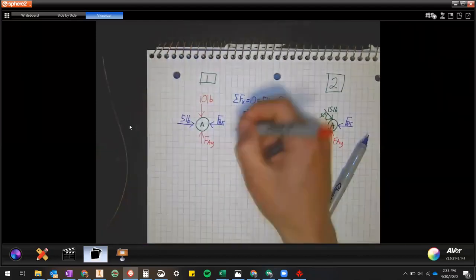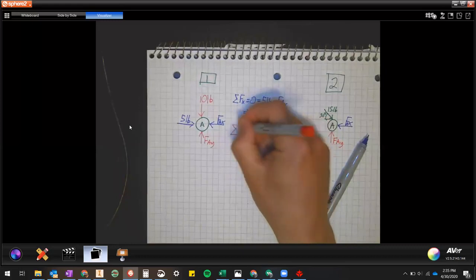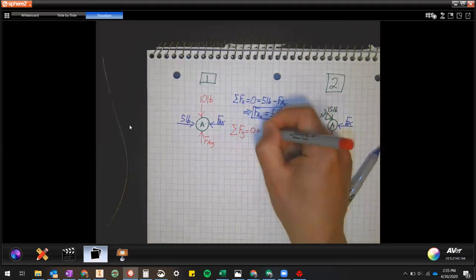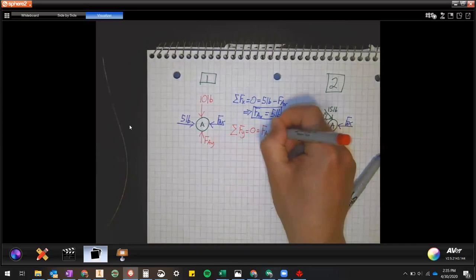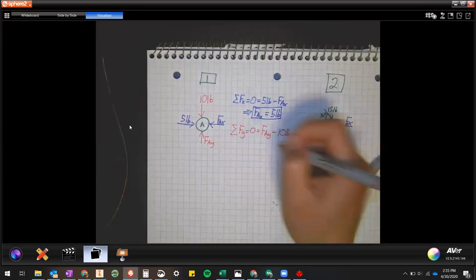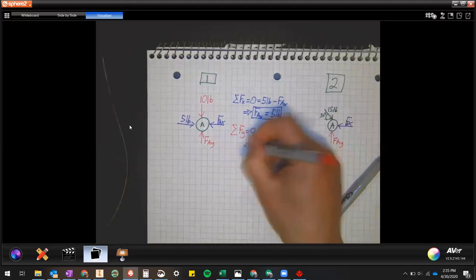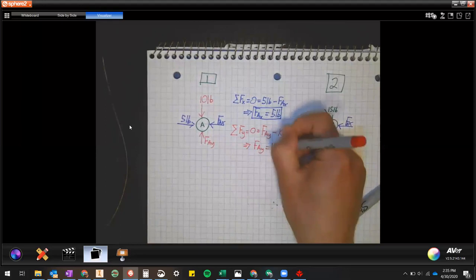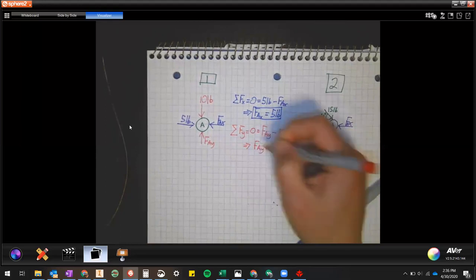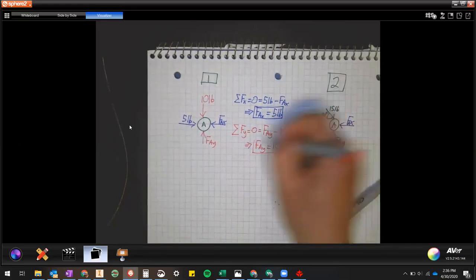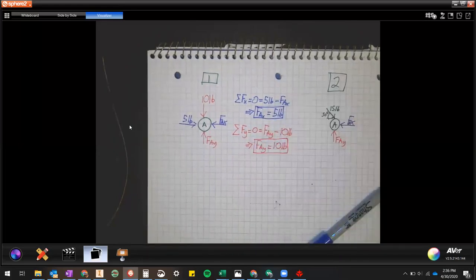Same concepts for FAY. The sum of my forces in Y is equal to 0. So that would be equal to FAY. I always write my positives first, minus 10 pounds. That's just personal preference. You can do it however you want. So then my answer ends up being FAY is equal to 10 pounds. And if you really wanted to, you could say that's 10 pounds going up, but we'll just label it as the value. So that's all I'm worried about right now.